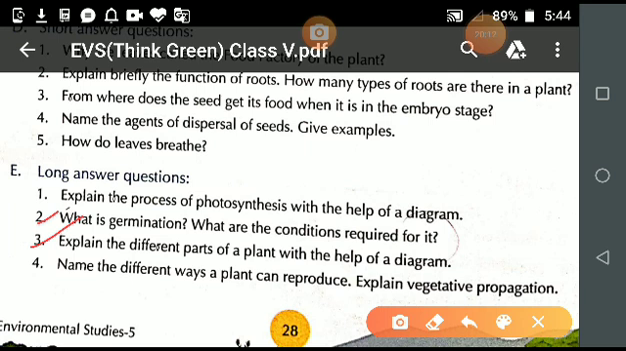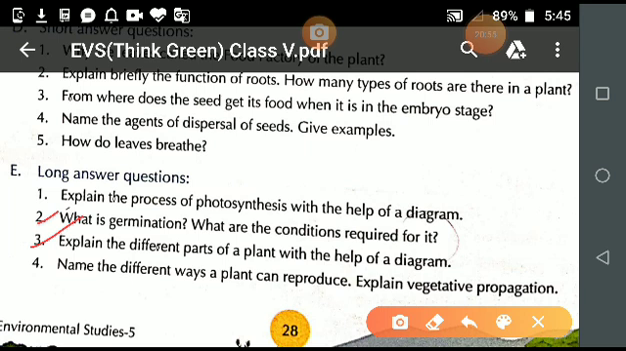And stem also transports food prepared by the leaves to different parts of the plant, because we know that we all are living organisms and we need food for our growth and development. Food gives us energy. Is it clear? And some stems also store food. Now, what is the role of root? We discussed stem.